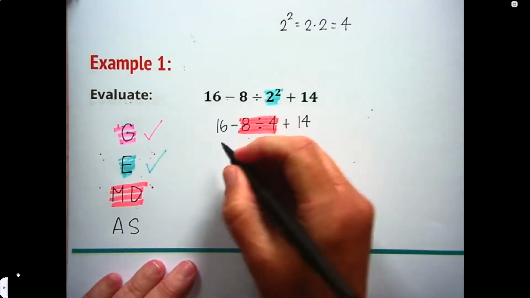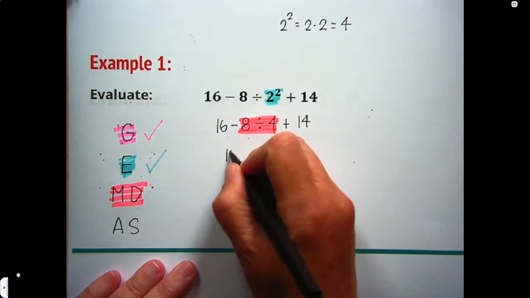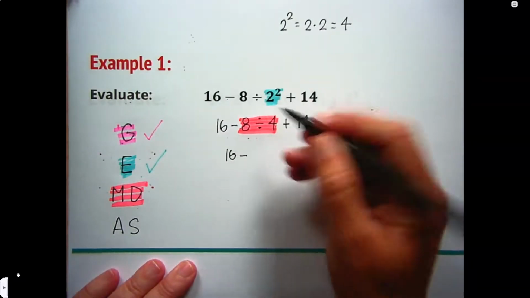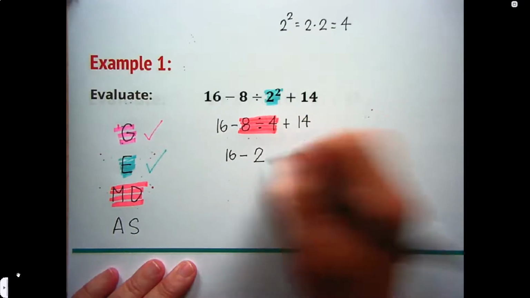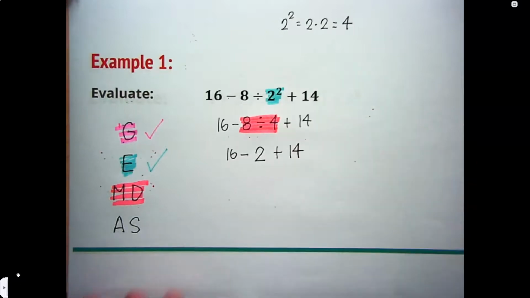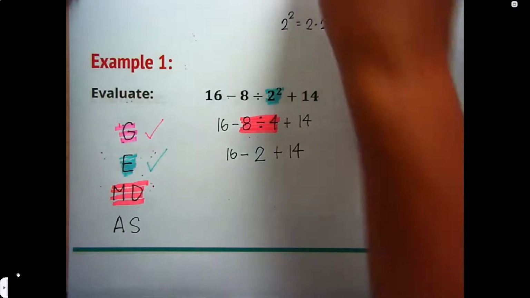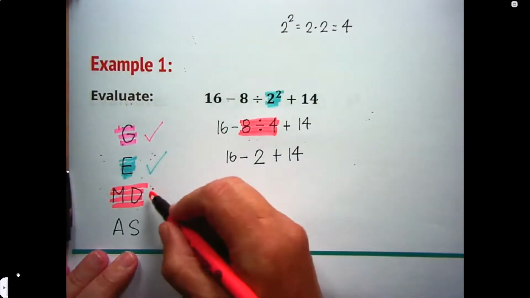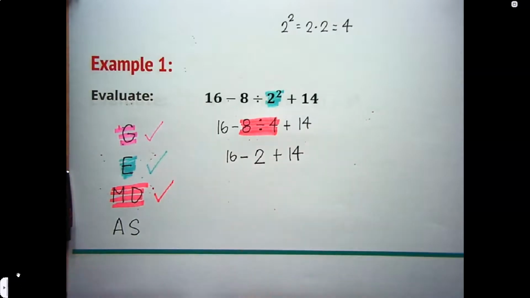Starting from the beginning, I have 16 minus, then I run into 8 divided by 4. Well, I know that's 2, so I replace that with 2, and then I have my plus 14. All right, let's look one more time. Any more multiplying and dividing? When I look at my problem now, none of that, so multiplying and dividing is done.